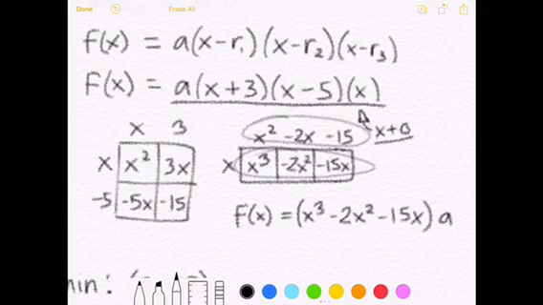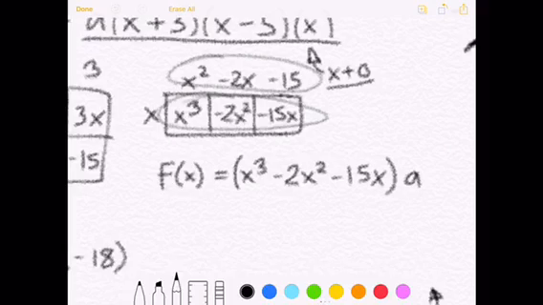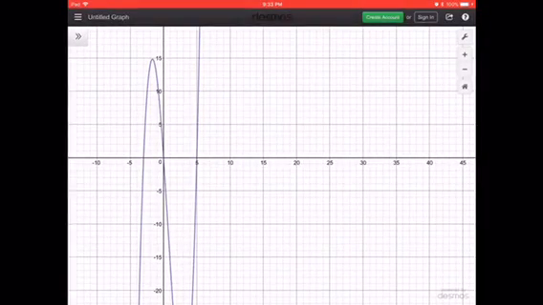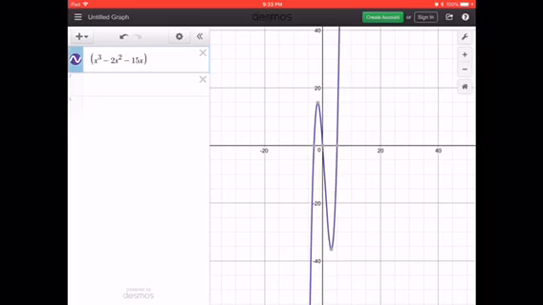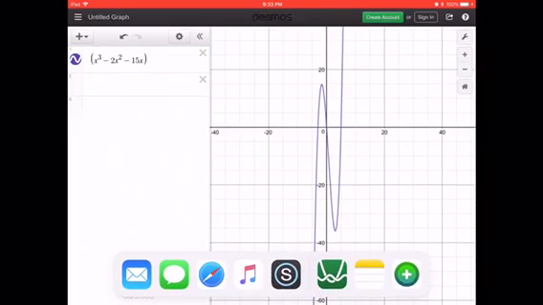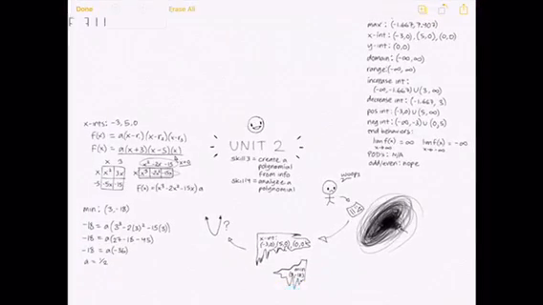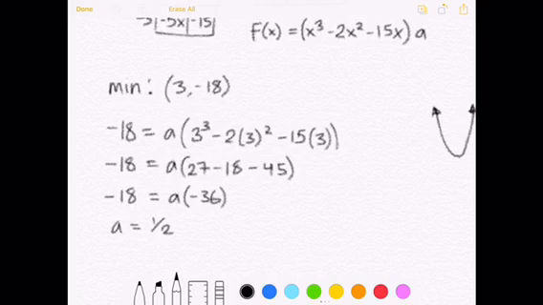Now we still don't know what a is, but let's try and graph what we have. Here's the graph. And as you can see, that's not the right minimum. So what do we do? We go back to the drawing board because we know (3, -18) is our minimum. That means that -18 is the y value when x equals 3. So let's put that into the equation that we just found. When we do that, we find that -18 equals a times -36, so a equals 1/2.